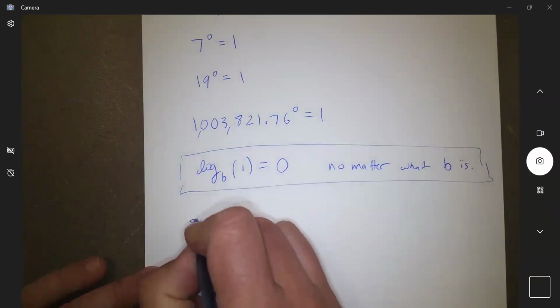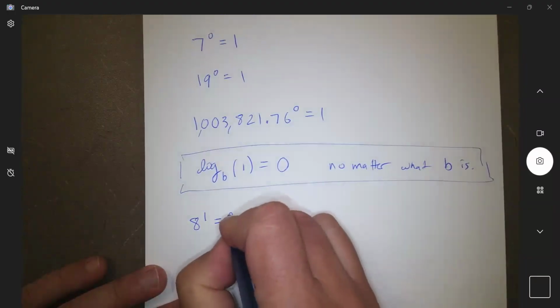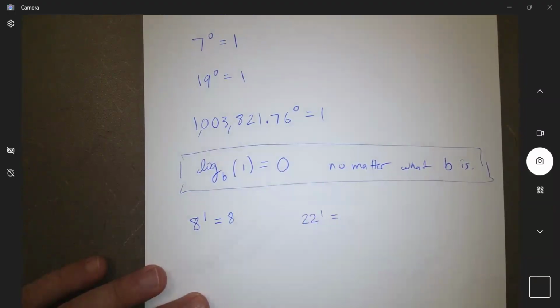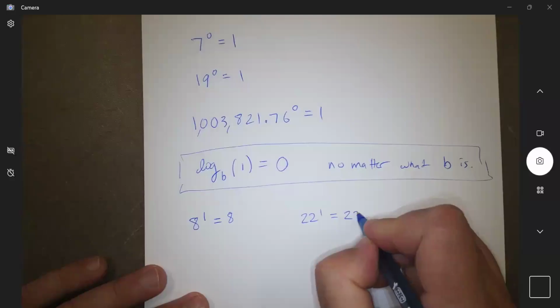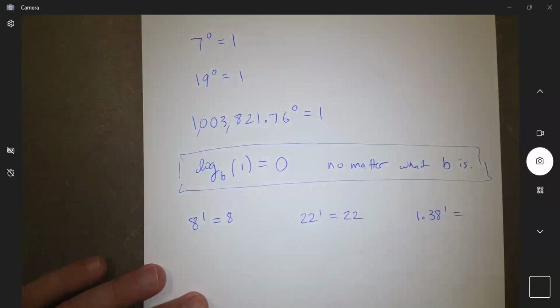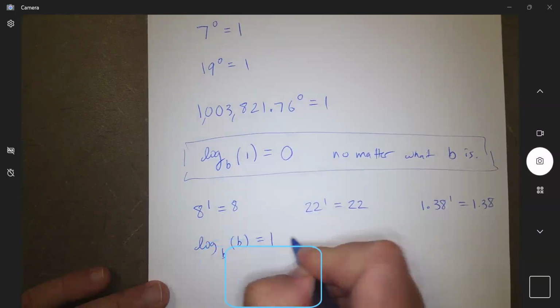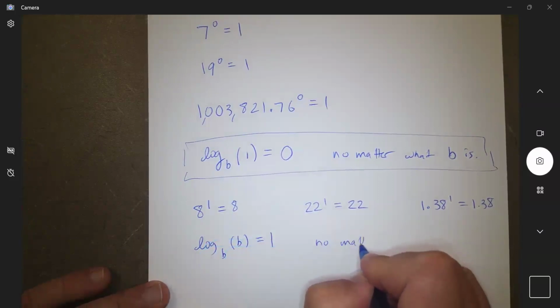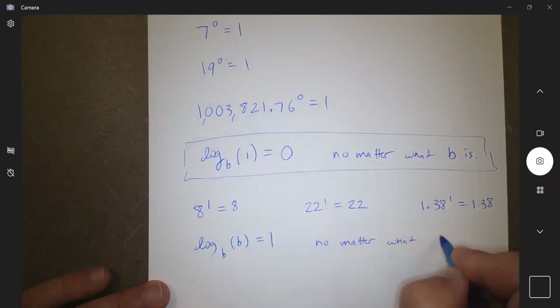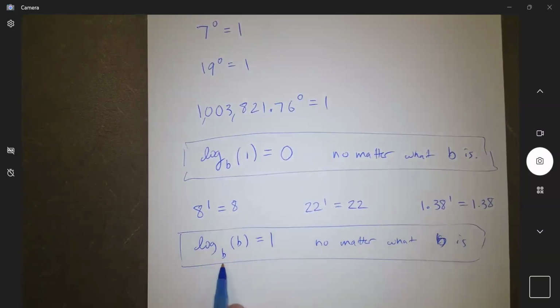How about 8 to the 1? What does that equal? 8. Okay. How about 22 to the first? What does that equal? 22. How about 1.38 to the first? What does that equal? 1.38. So log base b of b equals 1, no matter what b is. That's that rule. Because anything to the first power is itself.